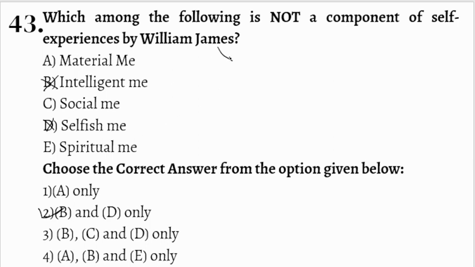William James also led to the propounding of the school of functionalism, and herein he looked at self experience or conscious thoughts as a stream of consciousness, and he also gave the concept of the empirical self or me. So there are different types of me: material me, social me, empirical me, spiritual me, etc. Okay, so here B and D are the only correct options, as they asked which of the following is not a component. Okay, moving ahead to question number 44.